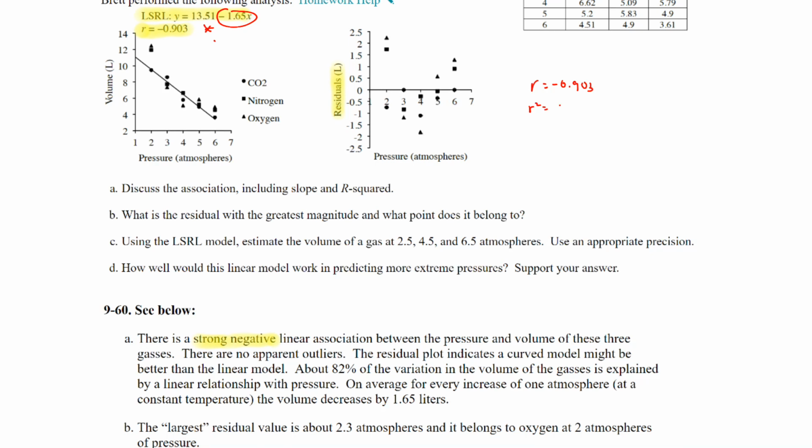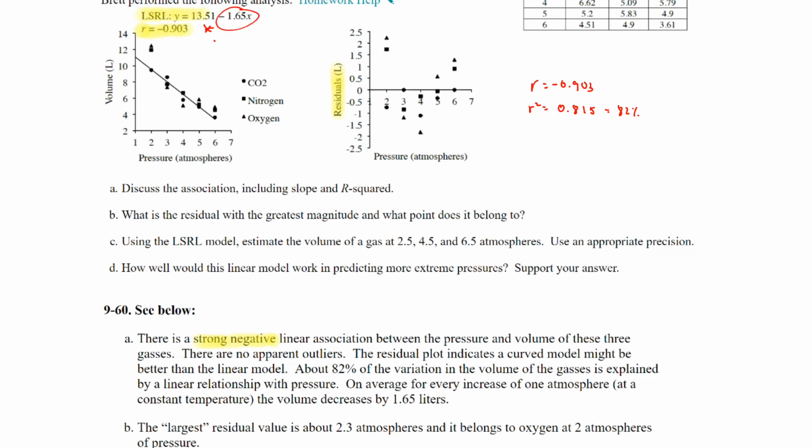So you get this value to be approximately 0.815, which is why they rounded to 82%. And then the last thing, on average, this is your slope: for every increase of 1 atmosphere at a constant temperature, the volume decreases by 1.65 liters. And so once again, going back to the 1.65 from up here, that is your slope.